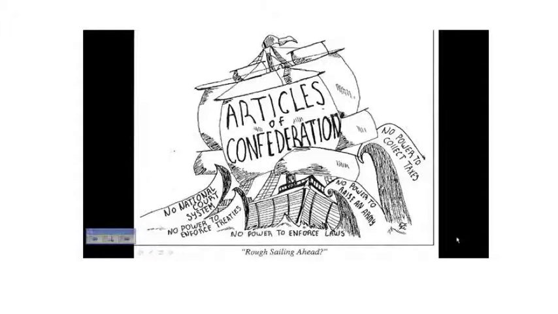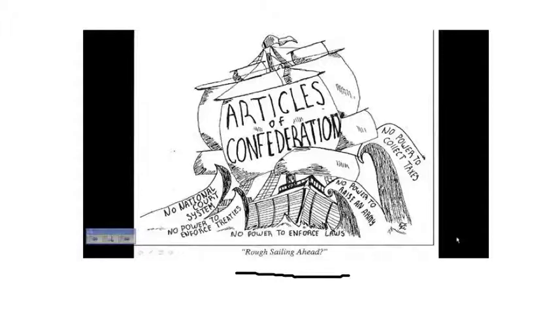What makes the sailboat go? The sails. So what's making the United States go? The Articles of Confederation. And the caption says, "Rough sailing ahead?" with a question mark, meaning that that boat is probably headed for trouble.